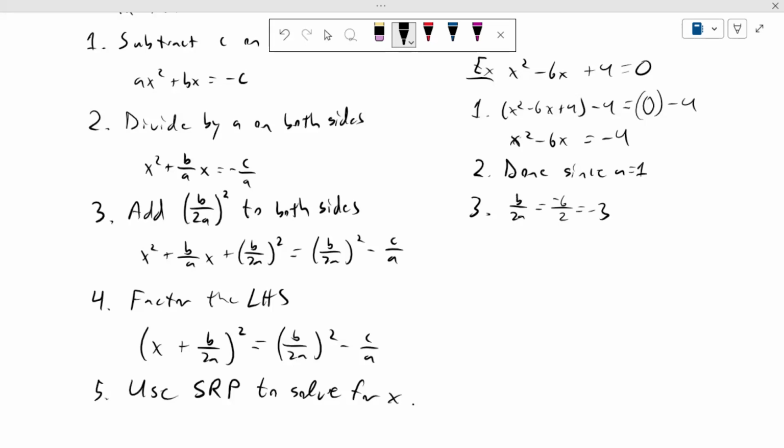So that's my b over 2a right there. I've already computed what that is. Now, we're going to add that to both sides of the equation. So I'm going to have x squared minus 6x plus b over 2a, quantity squared, to both sides. And what's my other side here? Negative 4.